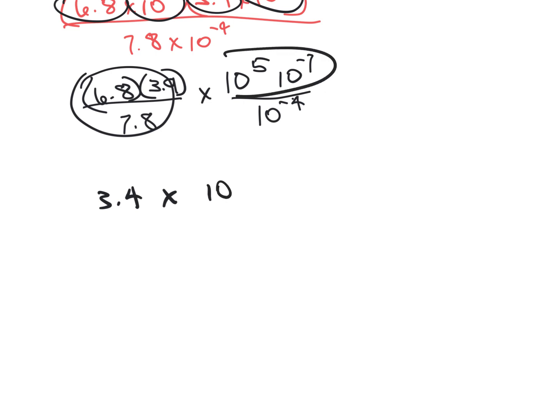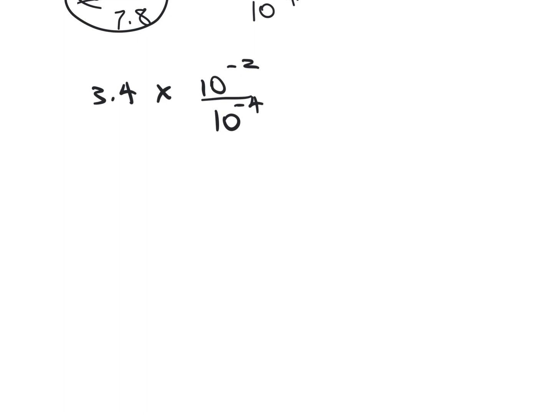Okay, and what do we get here? 5 plus negative 7. So signs are different. We take the difference between the two, put the sign of the smallest number on there, and that's over 10 to the minus 4. So keep going here, and then we'll be done. 3.4 times 10 to the minus 2 minus a negative 4. Because of the division, we have to subtract whatever this exponent is, and in this case, it's a minus 4.